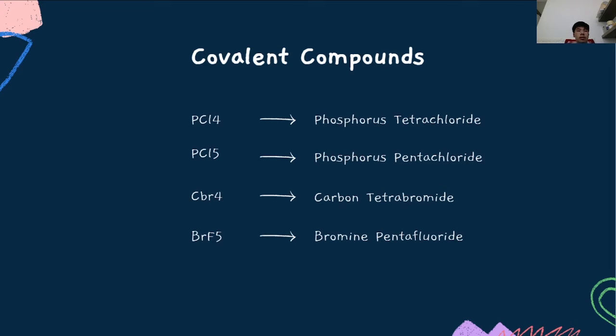More examples. PCl4 is 1 phosphorus and 4 chlorine, tetrachloride. So phosphorus tetrachloride. PCl5 is 1 phosphorus and 5, pentachloride. So phosphorus pentachloride. And CBr4, 1 carbon and 4, tetrabromide. Carbon tetrabromide. BrF5 is 1 bromine and 5, pentafluoride. So bromine pentafluoride.